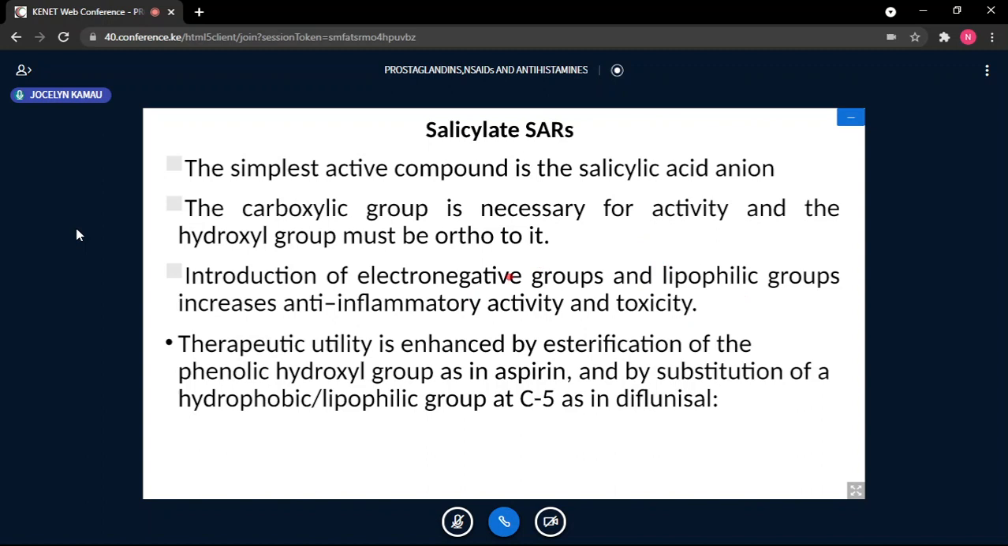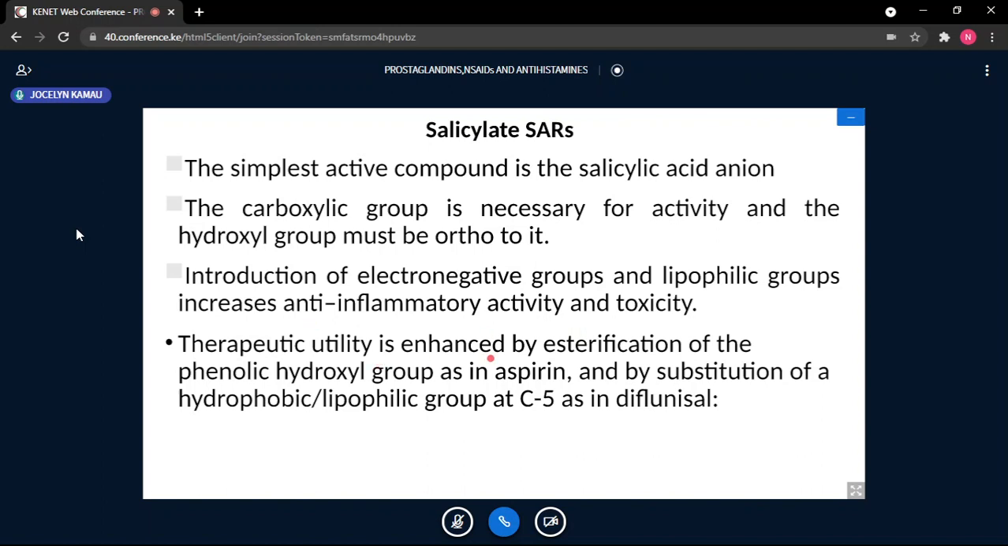And of course, when you introduce these groups, as we have seen with diflunisal, you will increase activity. More often than not, you will also increase lipid solubility and anti-inflammatory activity, but as I have said, increase toxicity. And I've explained why. These electronegative groups pull electrons to themselves, so the carboxylic group will be more ionized. The resultant molecule will be more ionized in aqueous media, and therefore it will be a stronger acid. The stronger the acid, of course, the stronger the gastric irritation.